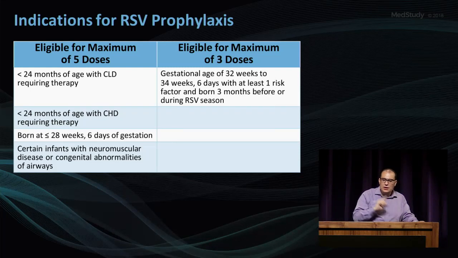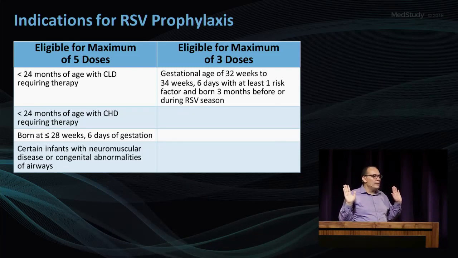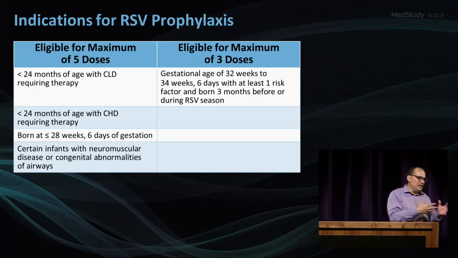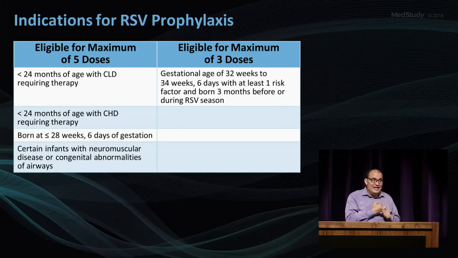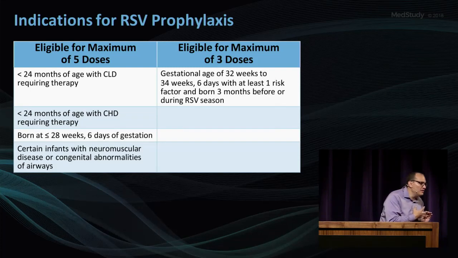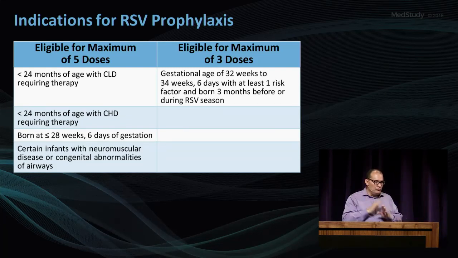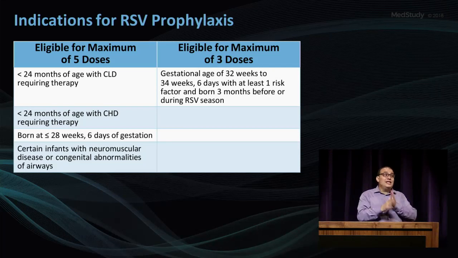And this is important: with a chronic lung disease of prematurity requiring therapy. Any kid who's on oxygen, still on diuretics, or on steroids, and he's a premature baby with chronic lung disease of prematurity, then you give 5 doses. Or hemodynamically significant congenital heart disease requiring therapy, diuretics, oxygen, whatever therapy he is on. So these are the indications for 24 months. Now, we don't need risk factors if you are below 28 weeks and 6 days. Below 29, you don't need a risk factor. Remember that. This is the change. So no risk factor needed.